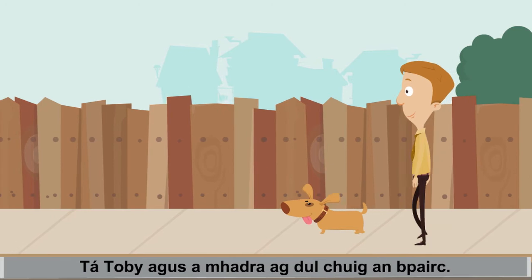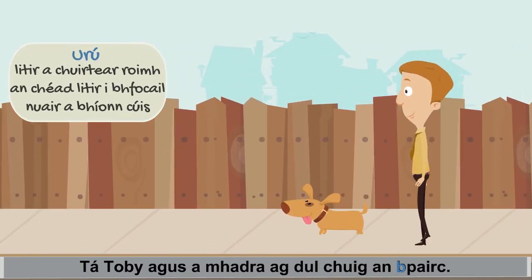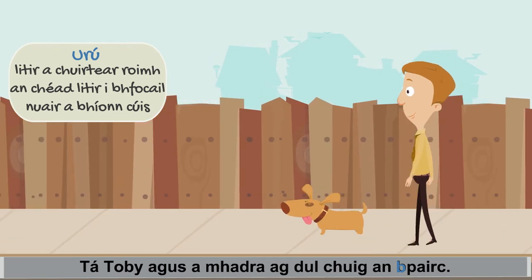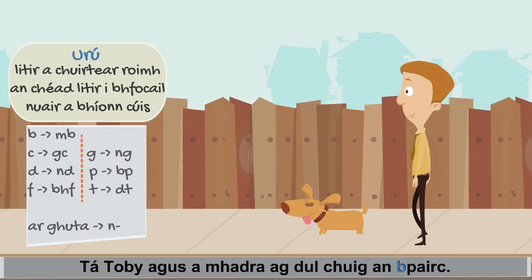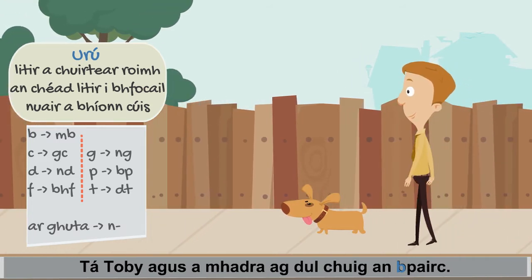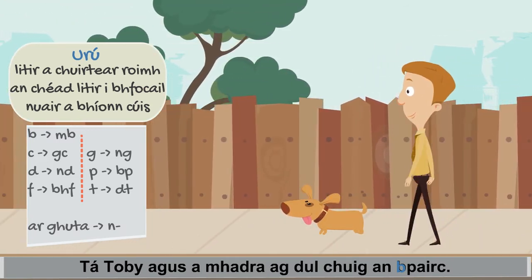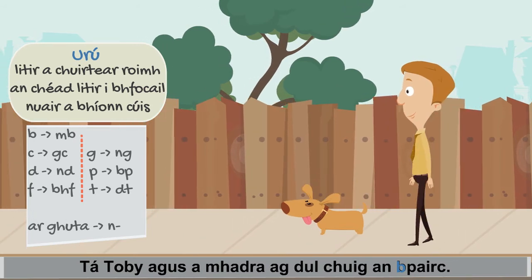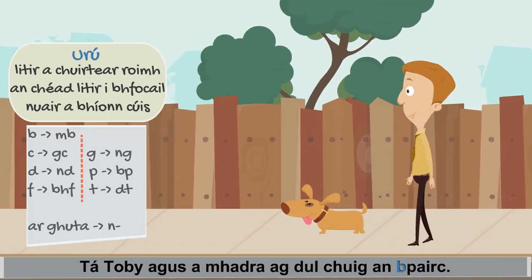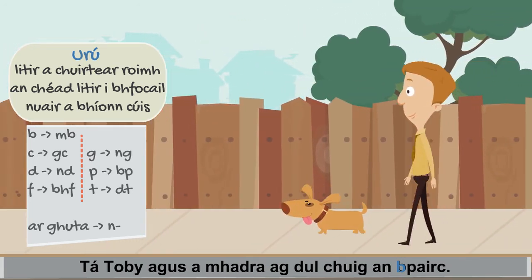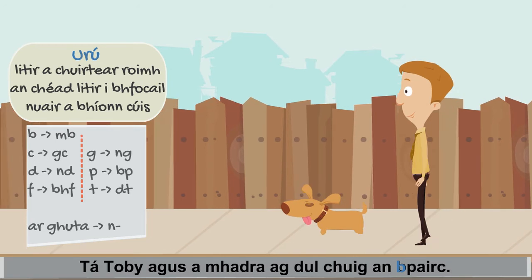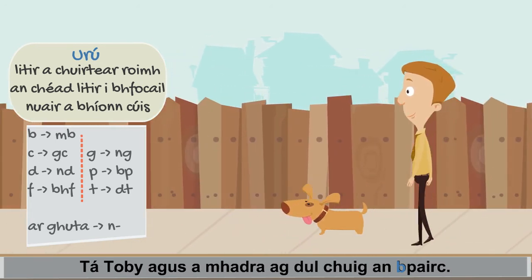In other cases, you might have to put an urú on a word. This is when we place a specific letter before the first letter of a word. The letter combinations are as follows. We put an M before a B, a G before a C, an N before a D, BH before an F, an N before a G, a B before a P, a D before a T, and an N hyphen before a vowel.